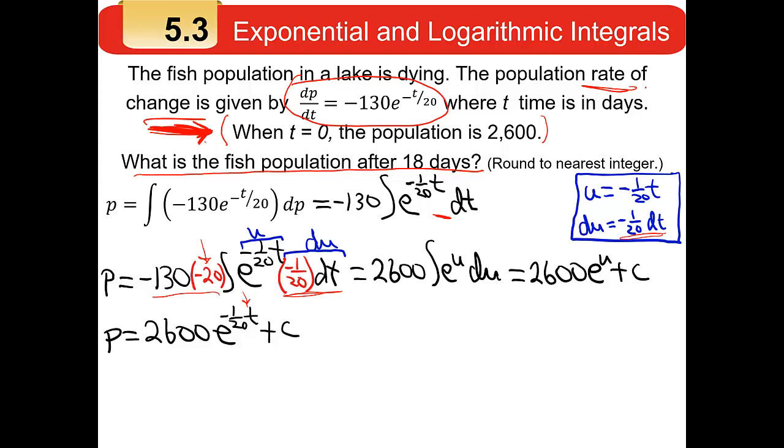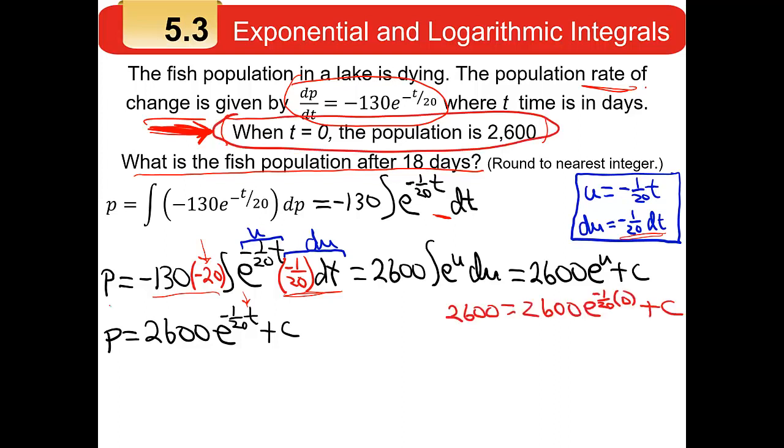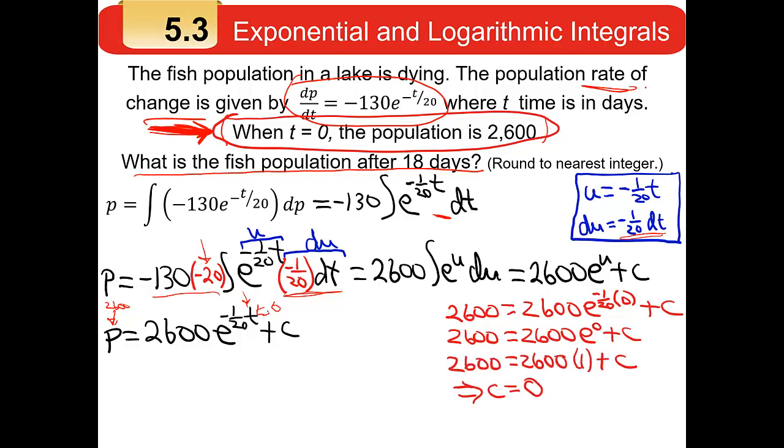The additional information tells us that when t is equal to 0, the population is 2,600. So all I have to do is take 2,600 and put it in place of p. And I need to take, what was it for t? 0 for t. And when I plug that in, I end up with e to the 0. Any non-zero number to the 0 power is 1. So when I solve, I find that c is equal to 0. So I can put a 0 in place of c, and my population function is simply p equals 2,600 e to the minus 1/20th t.